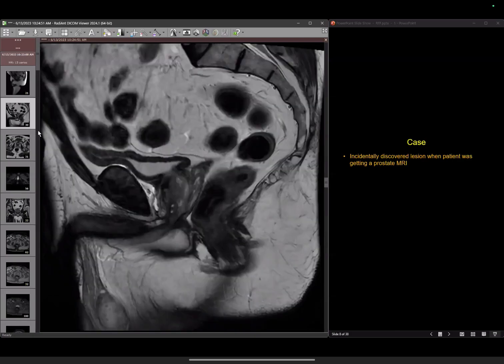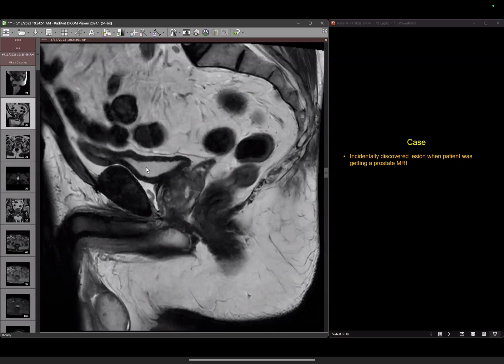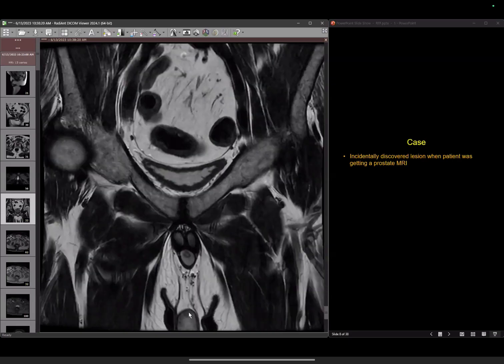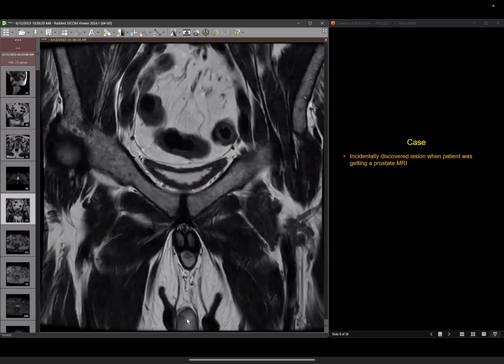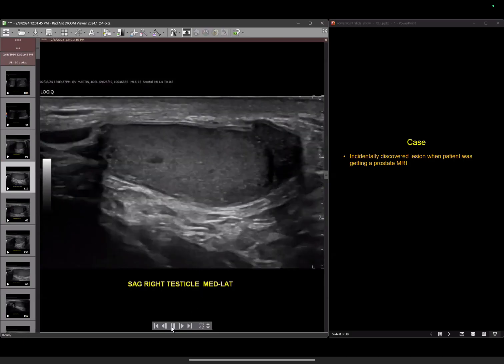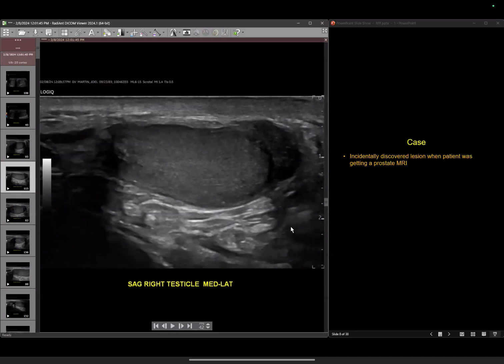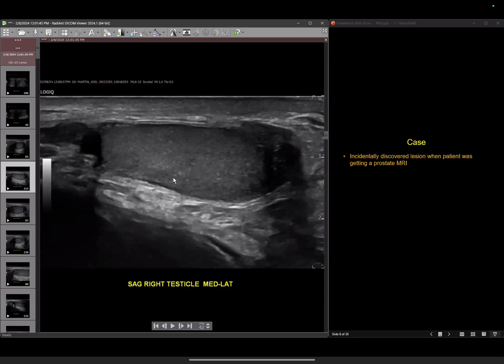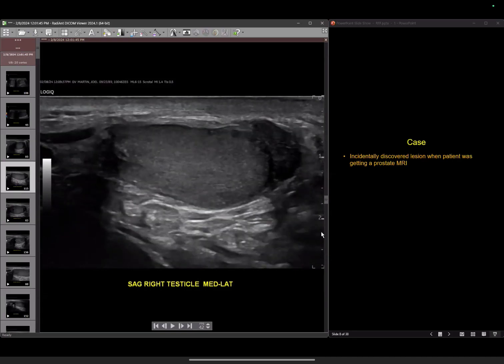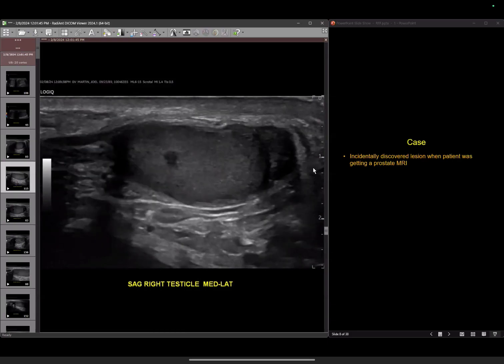Yes, sir. On the prostate MR, that's the sagittal, and this is the coronal. So the patient was not symptomatic, but clearly there was something seen in the testis. So they decided to get a testicular ultrasound. So I'm going to now show you the testicular ultrasound. Let's start with the right side, and I want you to tell me. I'll first take a look at the right side, and then I'll show you the left side.